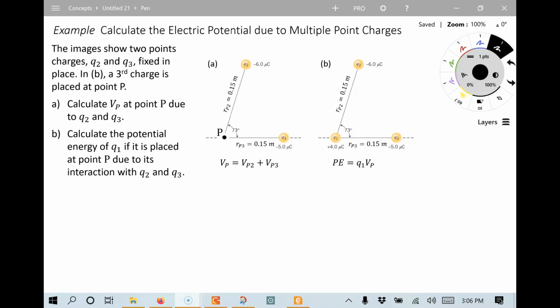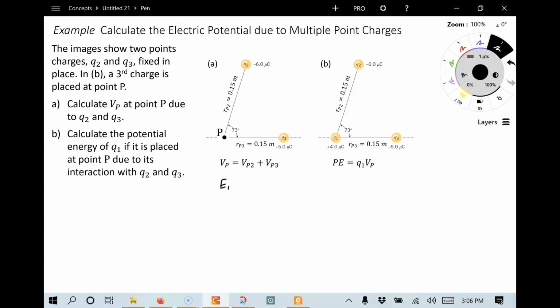This may remind you a little bit of the calculation of the electric field at point P due to two point charges. You'd have to include the contribution from charge 2 at point P and add that to the contribution from charge 3 at point P.